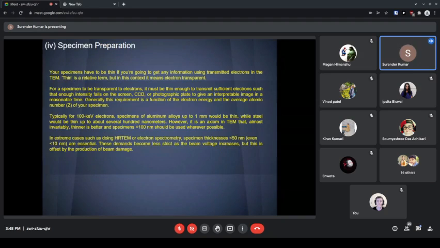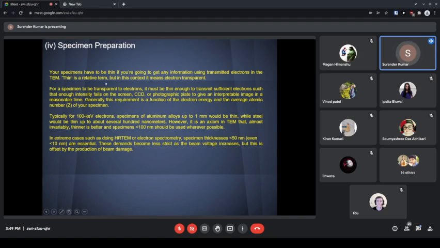And the most important thing in microscopy is the sample preparation. As I said before, you cannot measure just anything. You need some specific sample preparation, and it is very time consuming. I will show you later what kind of sample holder we will have for this purpose. So your specimen, your sample, has to be thin if you are going to get information using transmitted electrons in the TEM machine. So this is a relative term basically.